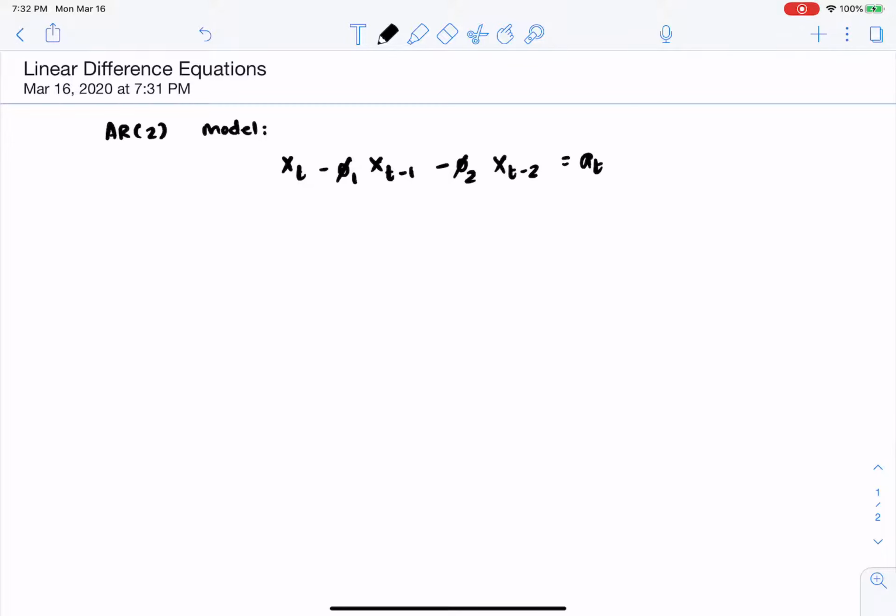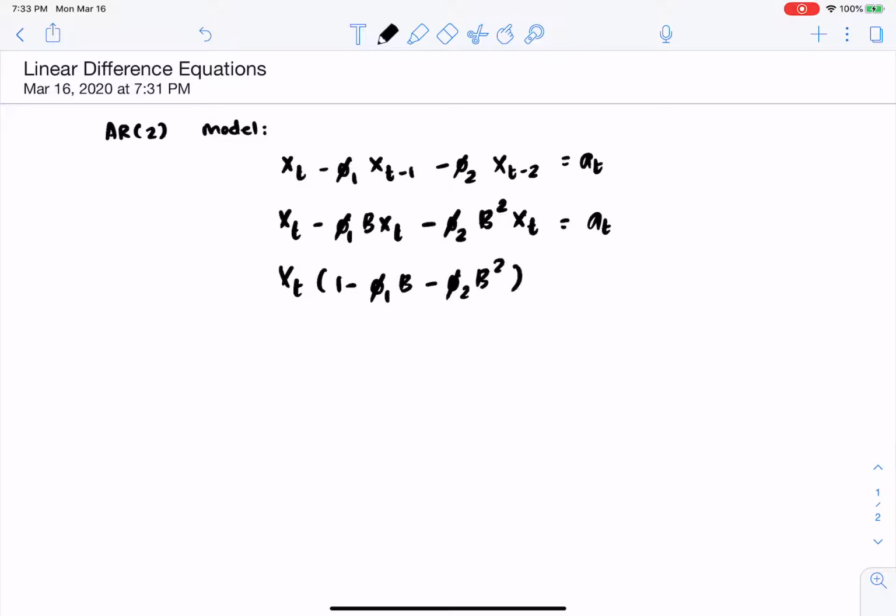an AR2 model is simply x_t minus v1 x_{t-1} minus v2 x_{t-2} equals a_t, where a_t is noise. And we can write the series using the backwards operator. Here we have x_t in common, so x_t would come out. We have (1 minus v1 B minus v2 B squared) x_t equals a_t.